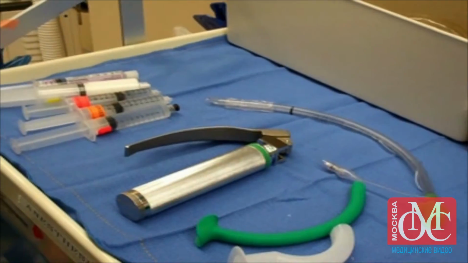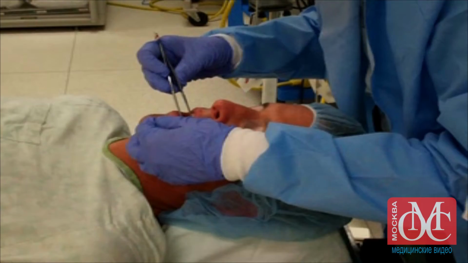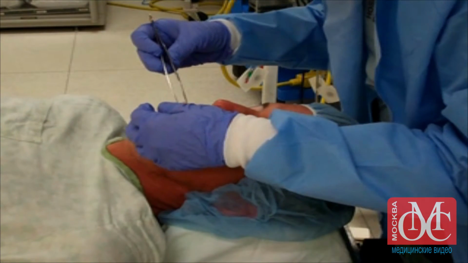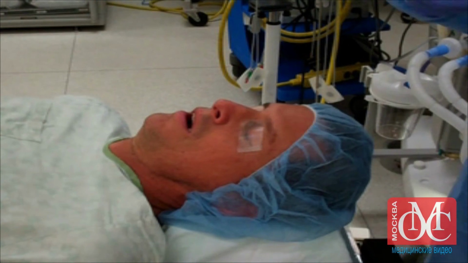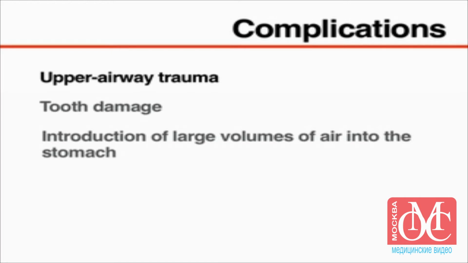Complications associated with laryngeal mask airway use are similar to those with other tools used for airway management. However, there may be fewer complications than with bag and mask ventilation and endotracheal intubation. These complications include the potential for upper airway trauma, tooth dislodgement or damage, and the introduction of a large volume of air into the stomach.